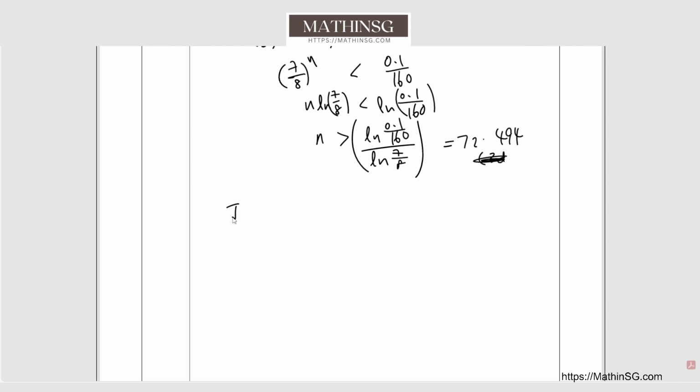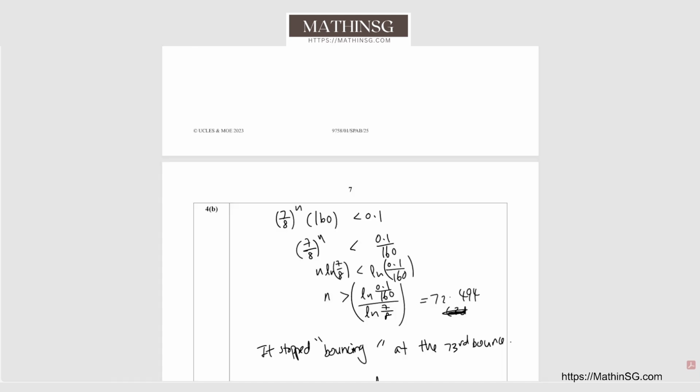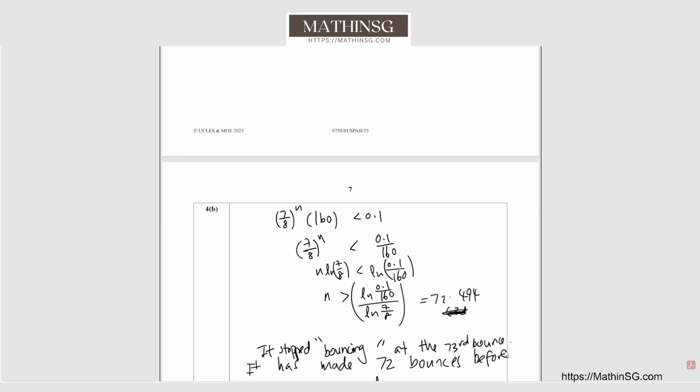So it stopped bouncing at the 73rd bounce, right? Now, since it stopped bouncing at the 73rd bounce, it has made 72 bounces. So let's write it. It has made 72 bounces before it stopped bouncing. All right.